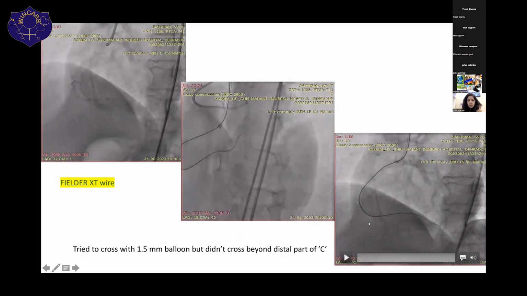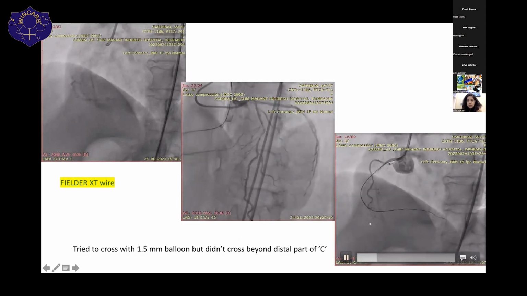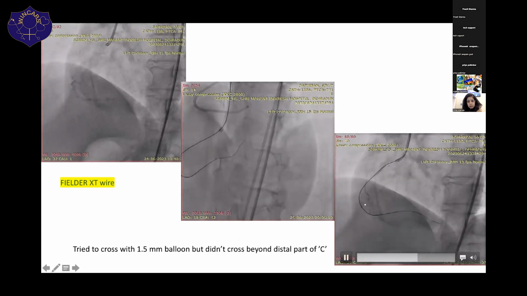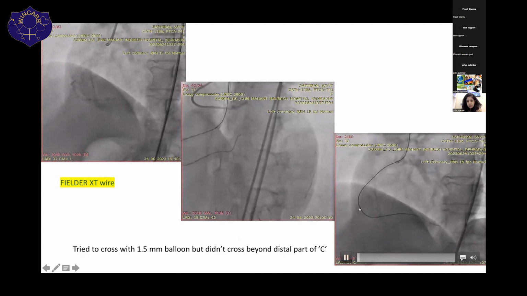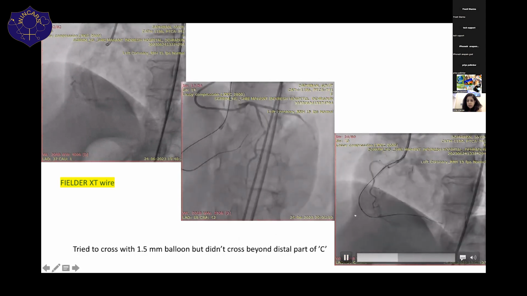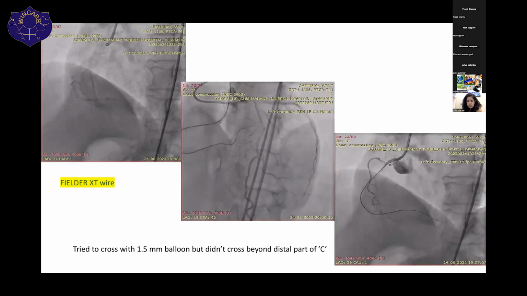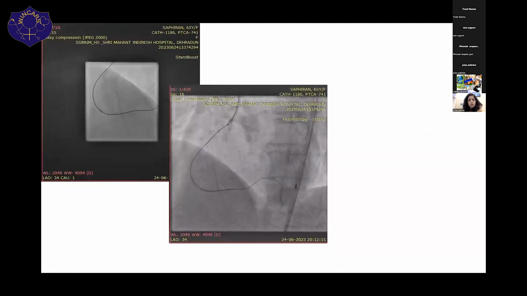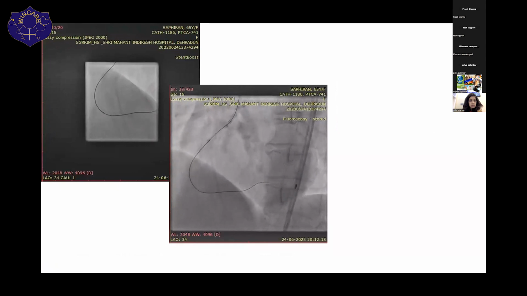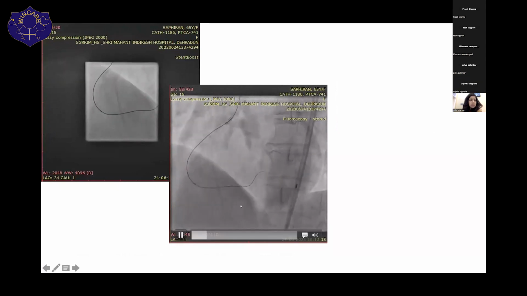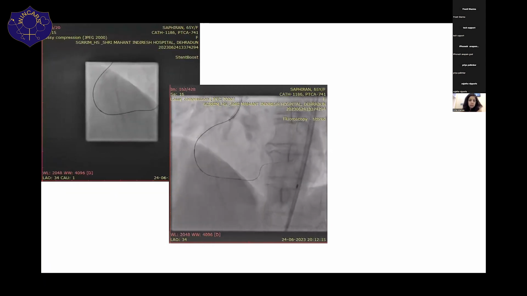After this, I tried to cross with a 1.5 mm balloon, but this balloon couldn't cross beyond the distal part of the vessel. We also had a Nano balloon, the smallest of the balloons; I tried to pass that also, but that also didn't cross. So the next step was how to tackle this particular lesion. I had two concerns: whether my wire had gone behind the stent struts, which is why the balloon was not going, or whether there was some other mechanical or biological reason.